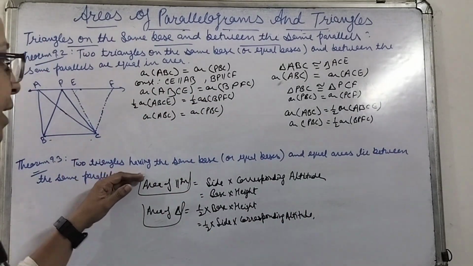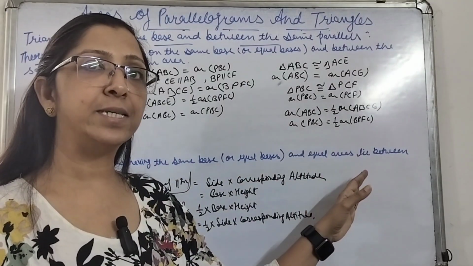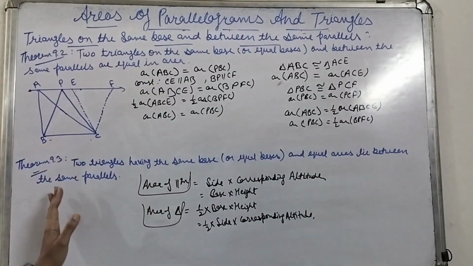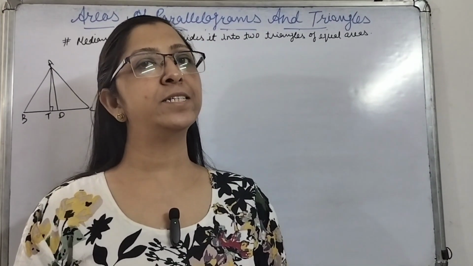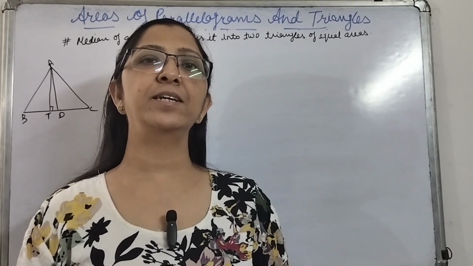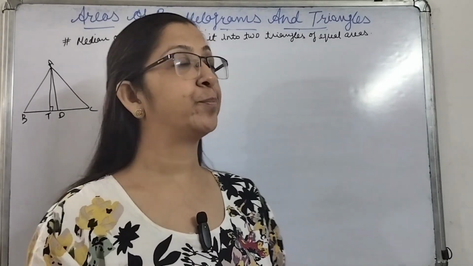So if there are two triangles having the same base and equal areas, then they are going to lie between the same parallels also. Now let's understand some more concepts related to the area of a triangle.